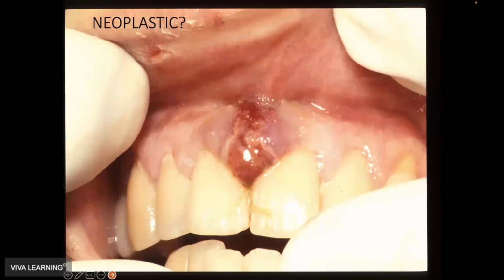Neoplastic. This is something we rarely see anymore, but in the 80s, we saw this far too often. This is Kaposi's sarcoma, which is a sarcoma, a tumor that was very, very common in AIDS patients back in the day. So this is a neoplasm. This is a cancerous growth in an AIDS patient.